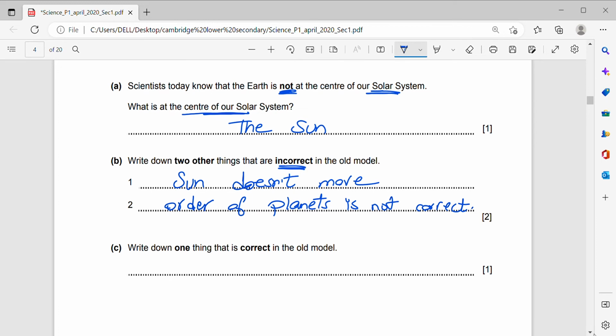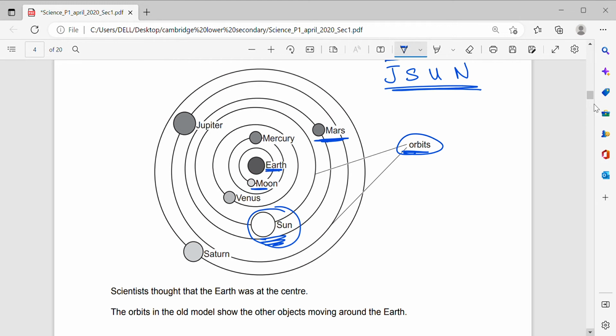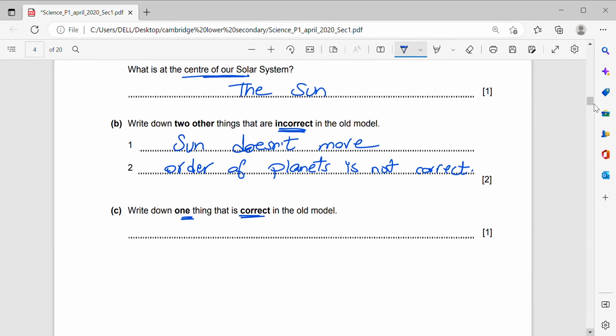Next question, write down one thing that is correct in the old model. What's the correct information that you can get from this old model? That the planets actually move in orbits and the moon moves around the Earth. يبقى نختار أي واحدة من الاتنين ونكتبها. So we can write the moon moves around the Earth.